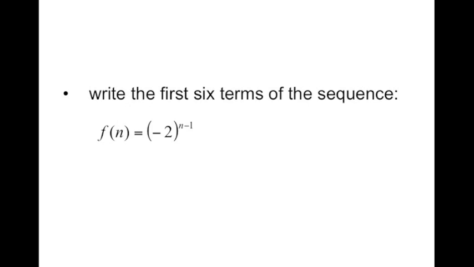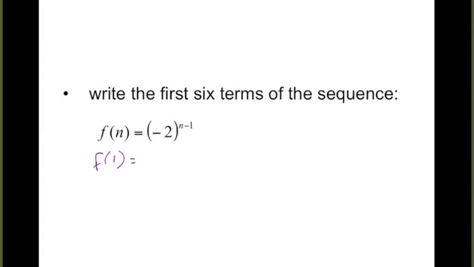This is a different way of defining a function of a sequence. It's once again defined in terms of n, but instead of using a sub n, this uses our f of n notation. We do exactly the same thing though. We begin by plugging in 1, and f of 1 will mean first term. So if I plug in 1 up in the exponent, I get 1 minus 1, which is 0, and negative 2 to the 0 power is 1. Anything to the 0 power is 1.